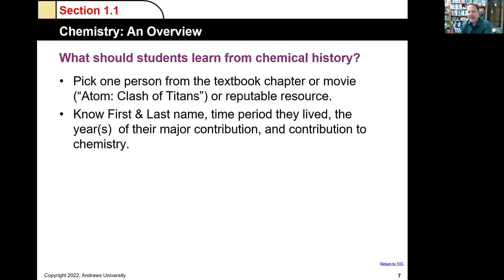The time period they lived: when were they born, when did they die? And then what year did they make their contribution, or what years? And then what was their contribution to chemistry? Not the world or engineering or physics or biology, chemistry. It has to deal with something with chemicals, okay?